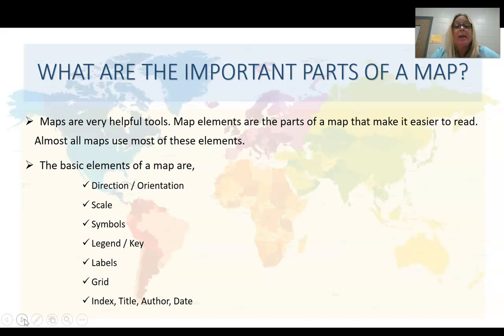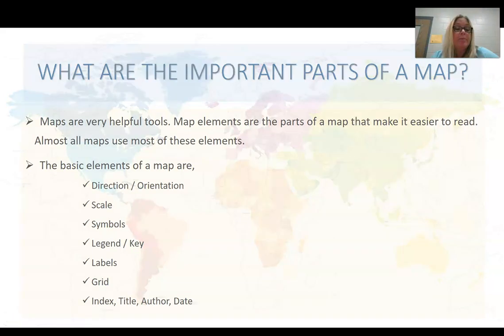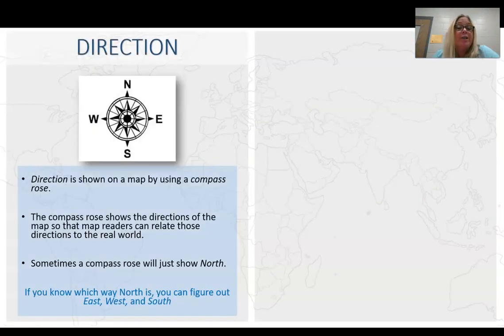The basic elements are direction or orientation, scale, symbols, a legend or key, labels, a grid, and an index, title, author, and date. Look at these individually. First, let's look at direction.